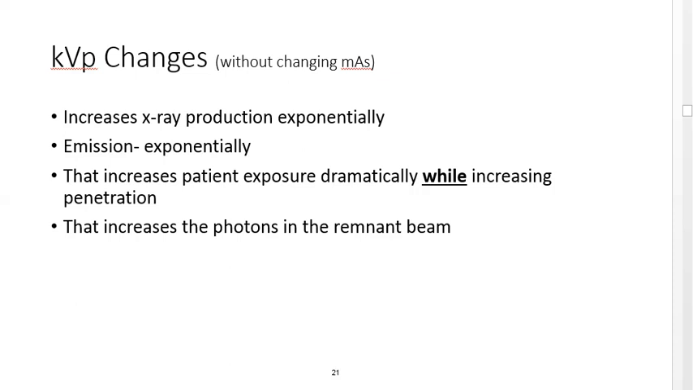So with the increase in production and the increase in emission and the increase in penetration as well as the exposure, it's going to increase the number of photons in the remnant beam, which is going to increase your image receptor exposure very dramatically.